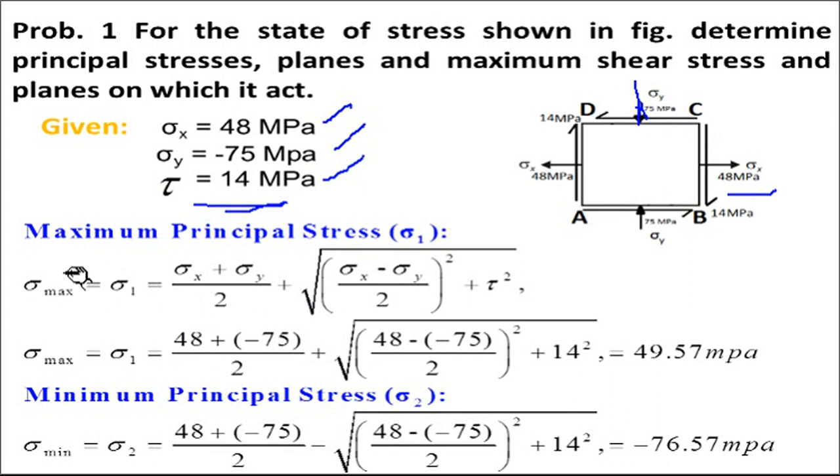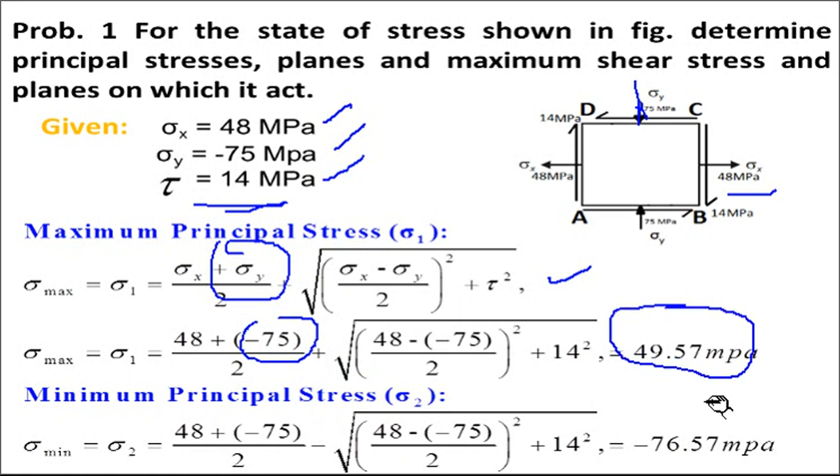So using the formula, find the maximum principal stress. Use this equation: (sigma x plus sigma y) by 2 plus under root of ((sigma x minus sigma y) by 2) whole square plus tau square. Put sigma x, sigma y and tau here. Here sigma y is negative, so carefully put the negative sign. By solving this you will get sigma max as 49.57, and sigma minimum will have the negative sign compared to the first equation, and by solving this you will get minus 76.57. Negative indicates it is compressive in nature.